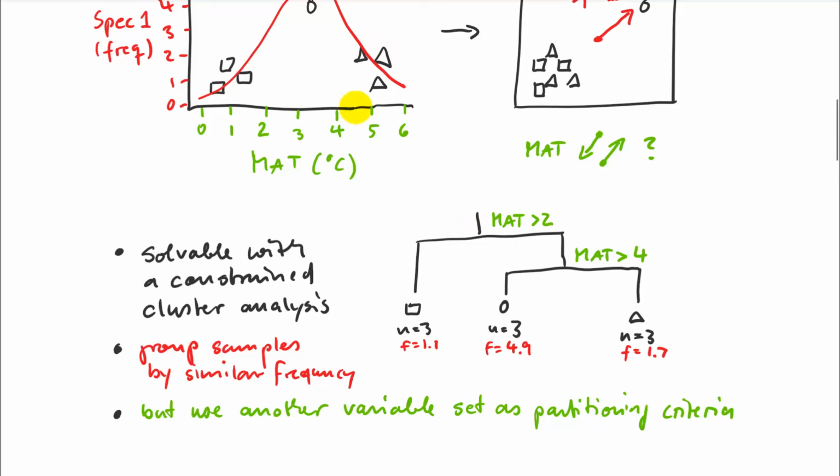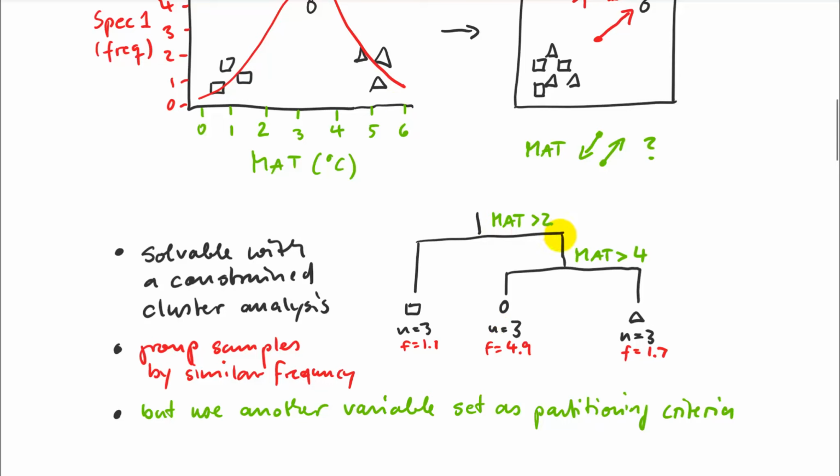So this time I'm working with a subset of the circles and the triangles, and those I can distinguish by a mean annual temperature value of 4. So I'm finding groups with minimum variance within my groups, but I'm using another variable data set to do that. So I'm not using just the species frequency data to come up with my groups. That way I have beautifully described my frequencies in this hump-shaped distribution here.